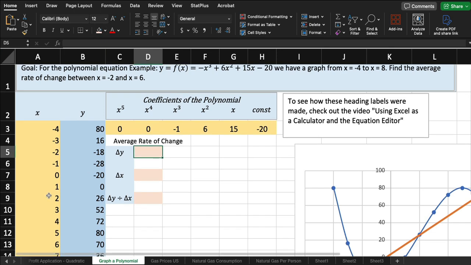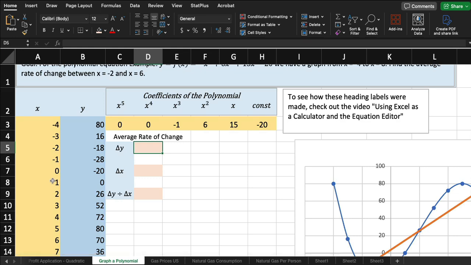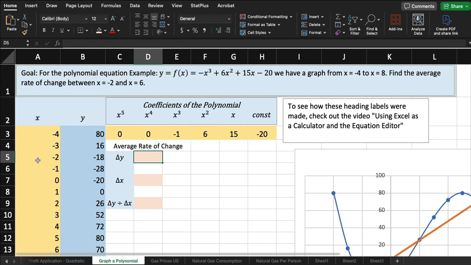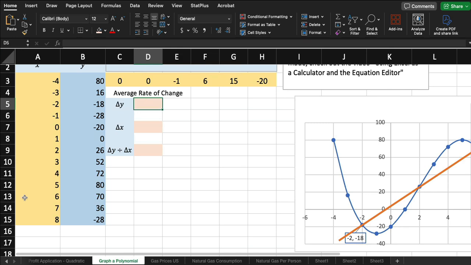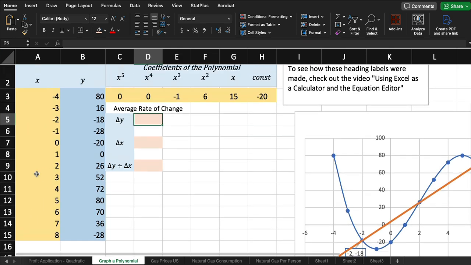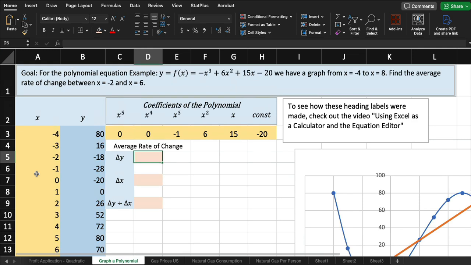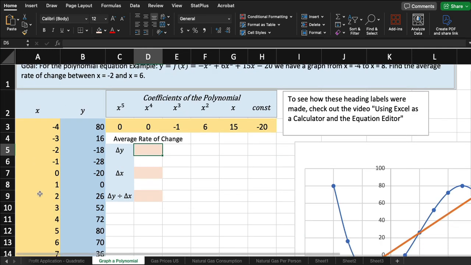So as you can see, here's my table of values over here. And it starts with x equals -4 because that's what our instructions said. We were graphing it from x equals -4 to x equals +8. So those are all the values that we actually have at this point. And we are interested in what happens between x equals -2 and x equals +6.